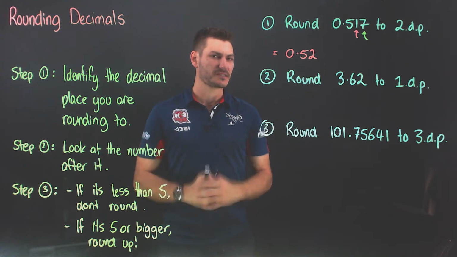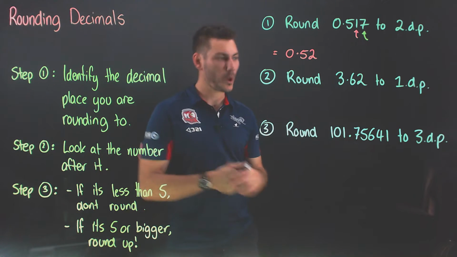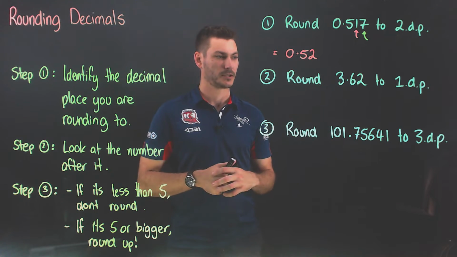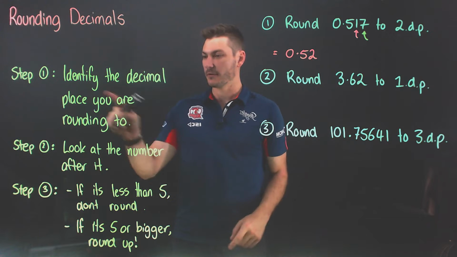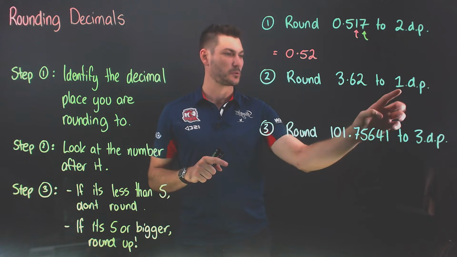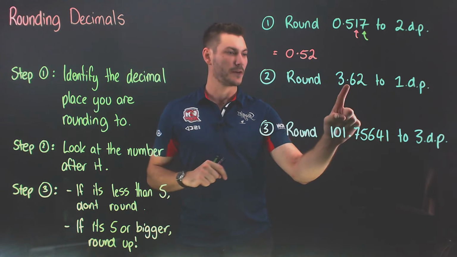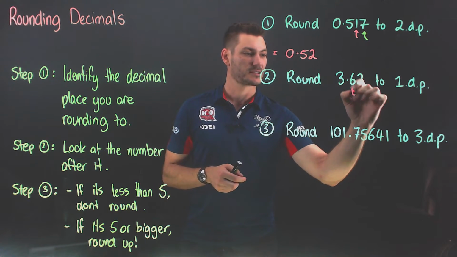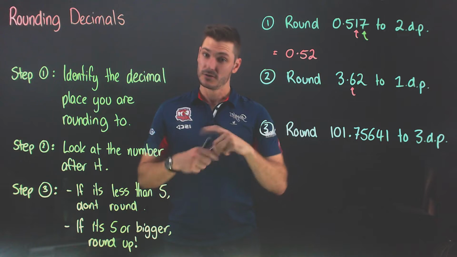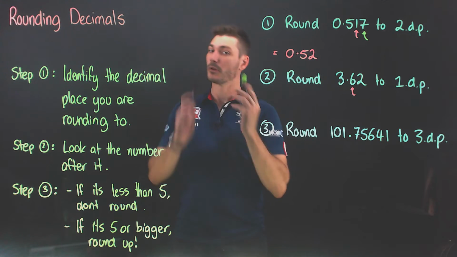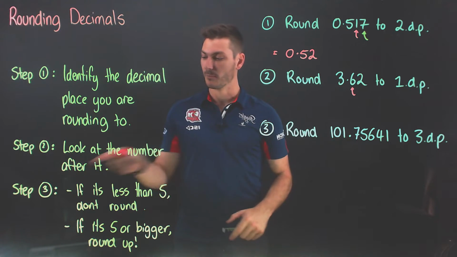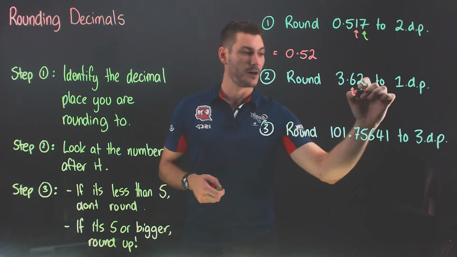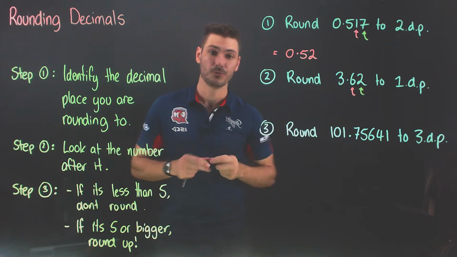Okay, question 2. Round 3.62 to 1 decimal place. Okay, so step 1, identify the decimal place that we're rounding to. So we're only rounding to 1, so after the decimal, we should have 1 number here. So we're going to be rounding to this 6. To figure out whether that stays as a 6 or goes up to a 7, we look at the number after it. So the number after it is this one here, which is a 2.